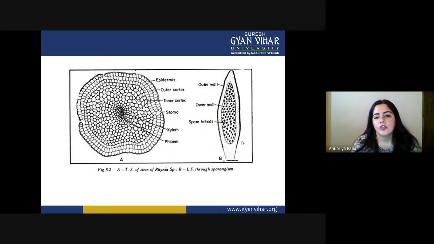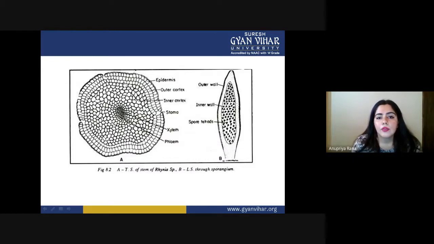This is the structure of Rhynia stem and axis of the Rhynia. So you can easily see the epidermis. This is the outermost structure here. Just after the epidermis, this whole parenchymatous cortex is present, and you can easily see that there is no difference between the cells of the epidermis and the outer cortex. They all are made up of parenchymatous cells. That's why there is no difference in their internal structure.